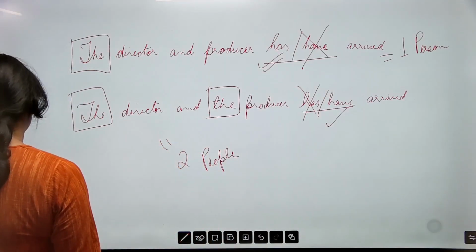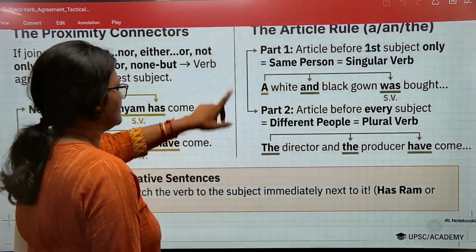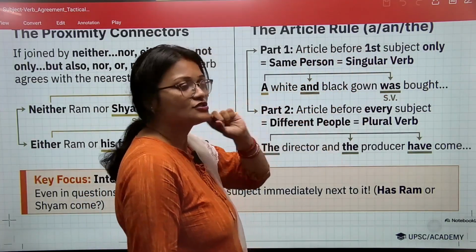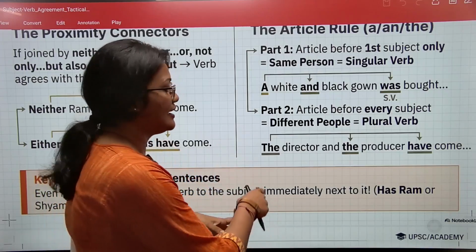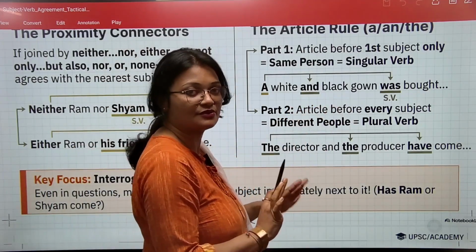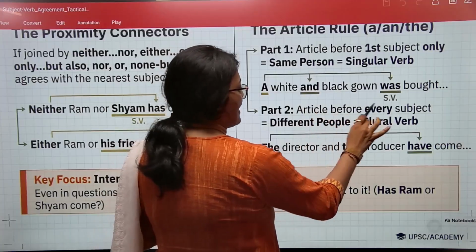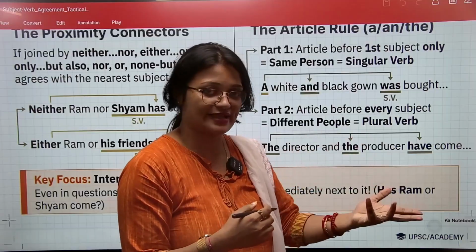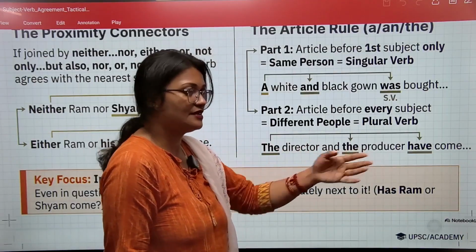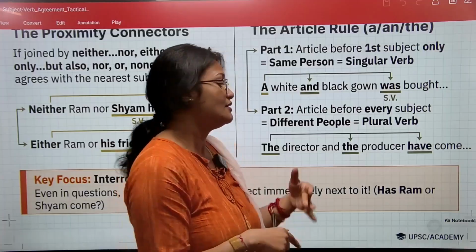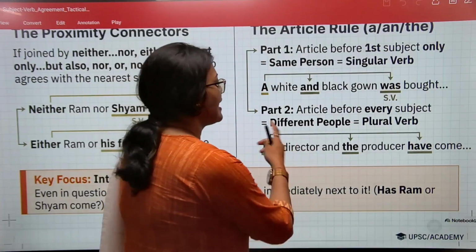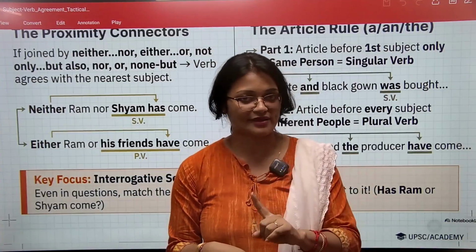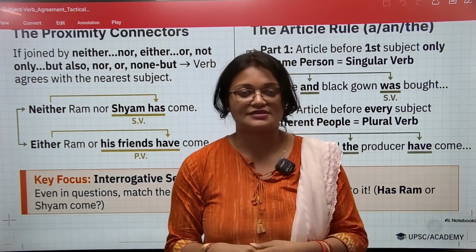So let's see the rule now. Same person is equal to singular verb. So an article before the first subject only. If only one time we are using an article, it is singular and we will be using a singular verb. If there are articles before every subject, no matter how many subjects you are adding, two times, three times, and you're using articles every time, it's not only the, you can use a or an. Same rule for all three articles. We will be using the plural form. Depending upon the usage of articles, we will change: one article, singular verb; more than one article, plural verb.